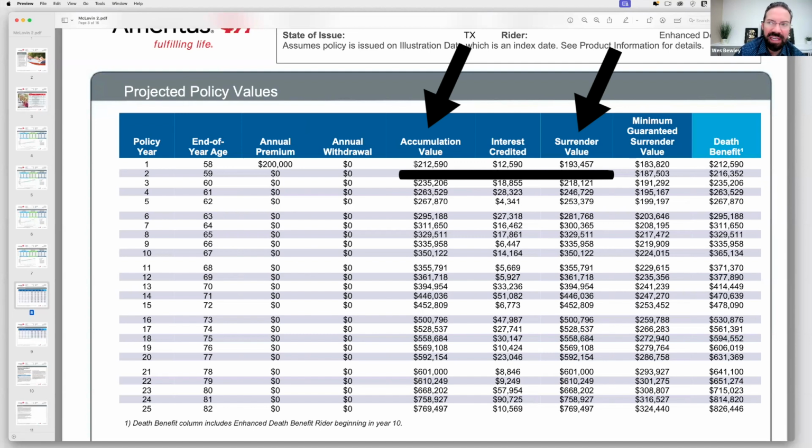So this means at the end of year 1, your account has grown to 212,000, but your surrender value is 193,000. So if you look here at year 1, let's say you wake up and you're like, I want to move this all to Wells Fargo. Well, you're not going to be able to move this full accumulation value because this is a 7-year annuity. So it's actually going to cost you about $6,500 to move it early, right?